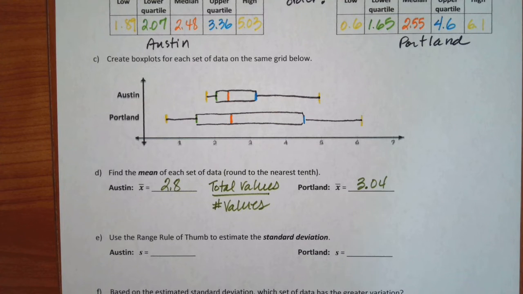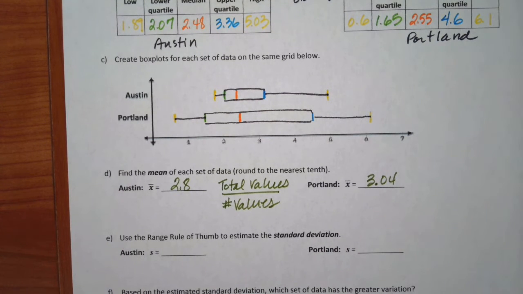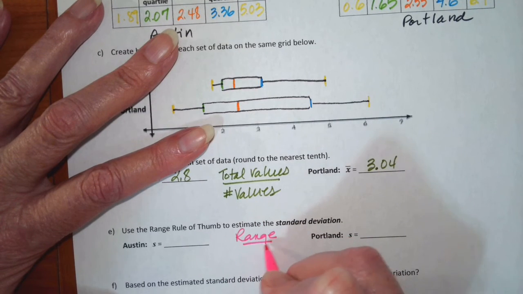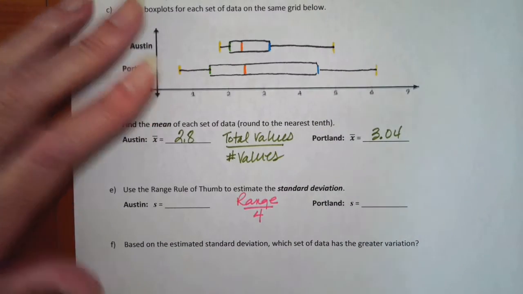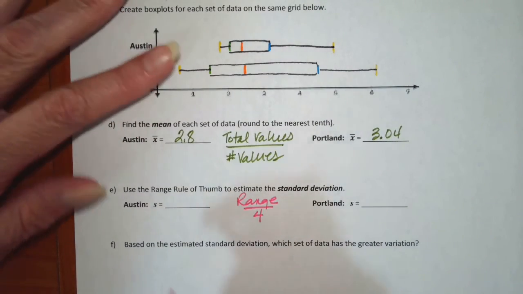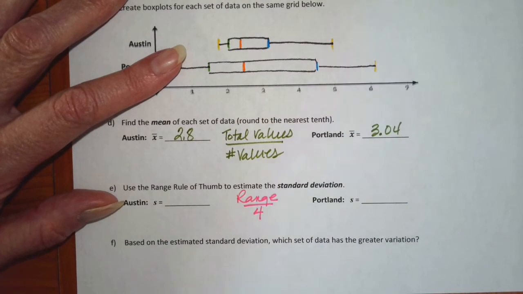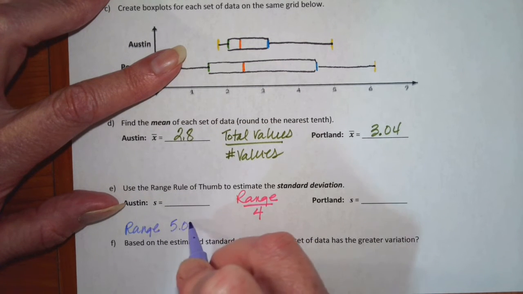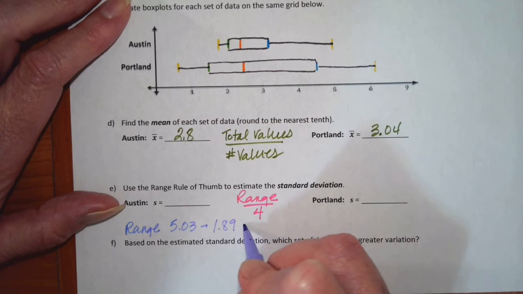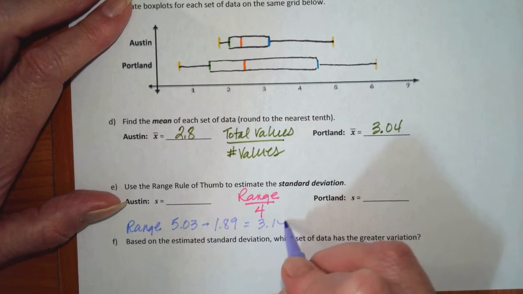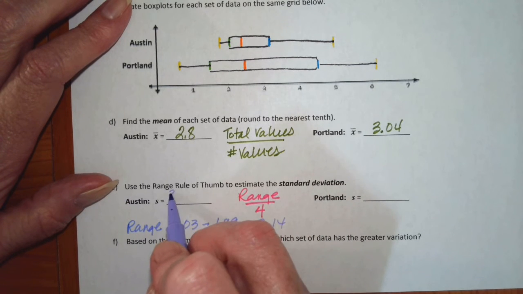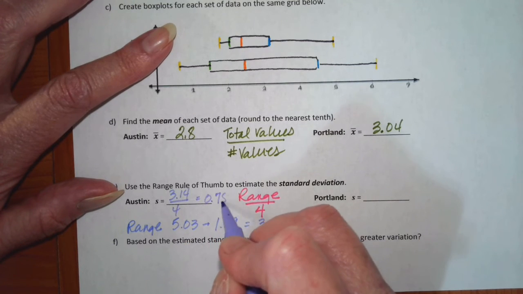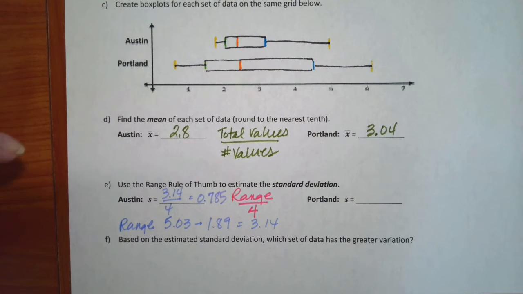Okay. Now to find the range rule of thumb, I'm going to have to find the range divided by 4 to find the standard deviation. Okay. Well, the range in Austin is going to be 5.03, the highest value, minus the lowest, which is 3.14. So if I take 3.14 and divide it by 4, I get 0.785 as my standard deviation.